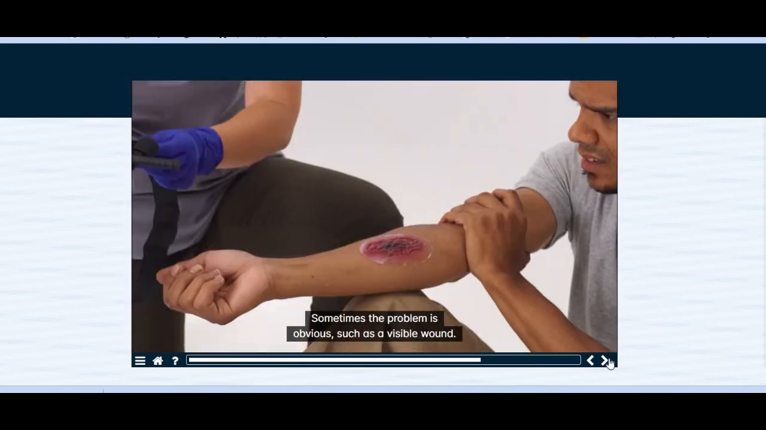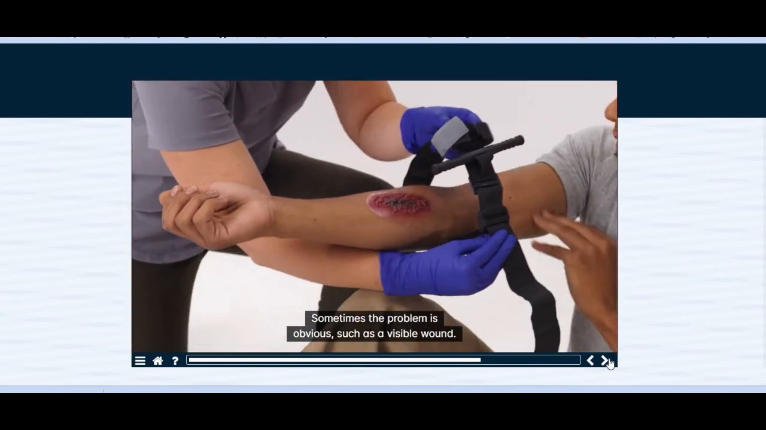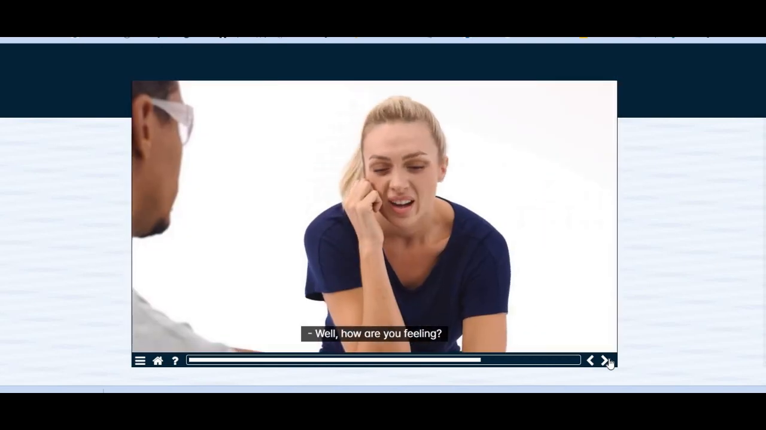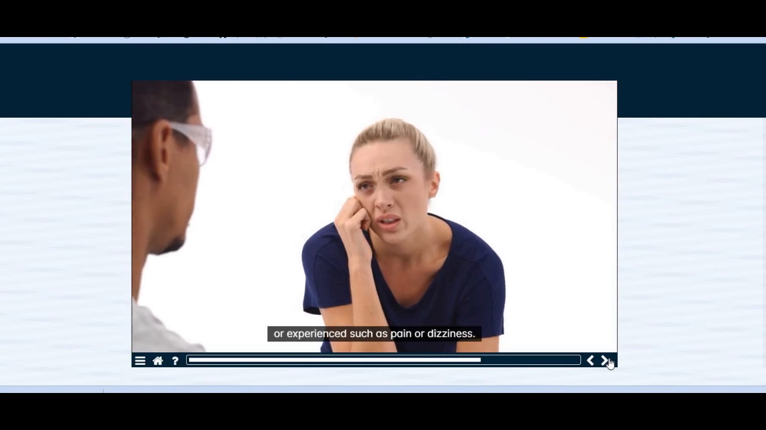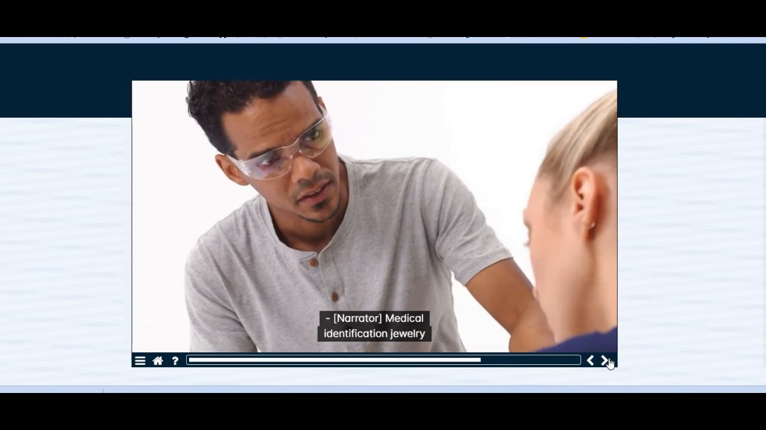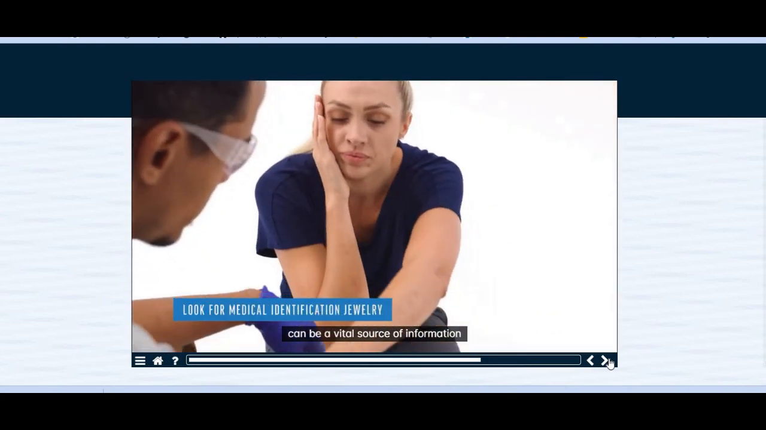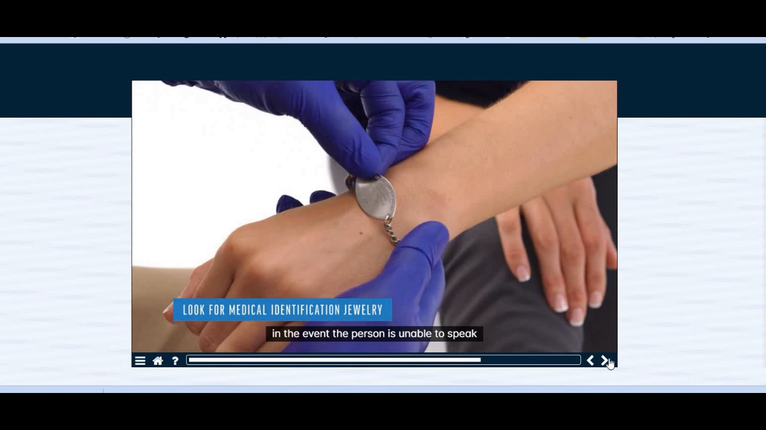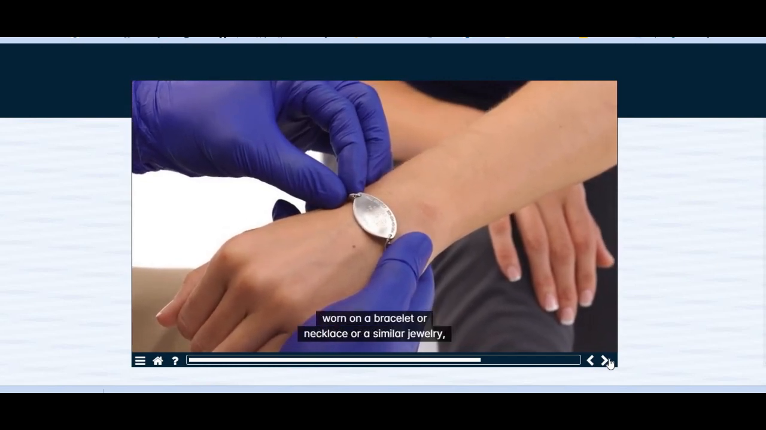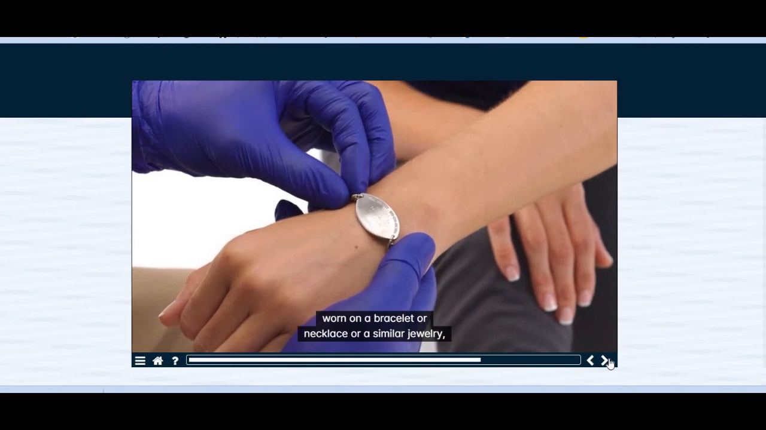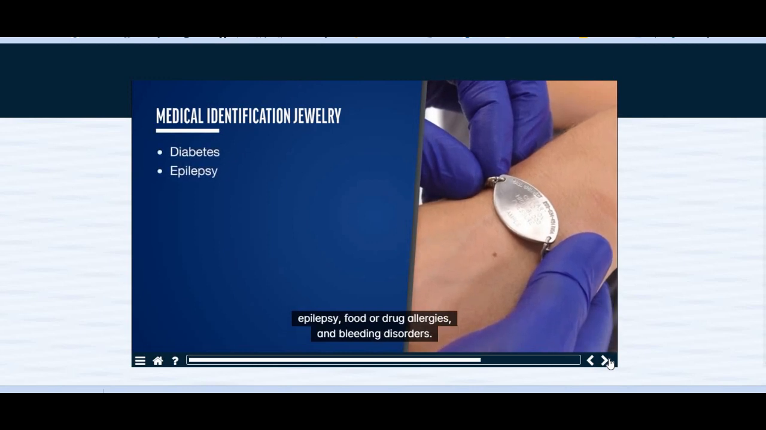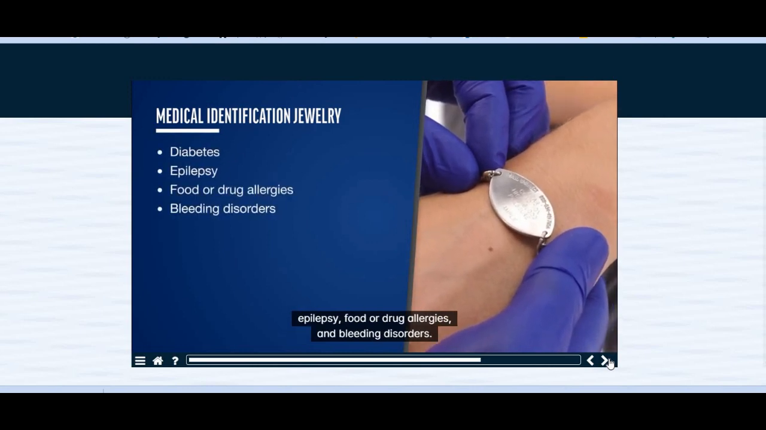Sometimes the problem is obvious, such as a visible wound. Other times, you may need to ask about the person's symptoms. Well, how are you feeling? A symptom is something felt or experienced, such as pain or dizziness. Do you have any pre-existing medical conditions? Medical identification jewelry can be a vital source of information in the event the person is unable to speak or becomes unresponsive. Look for a small emblem or tag worn on a bracelet or necklace or similar jewelry containing inscribed information, such as diabetes, epilepsy, food or drug allergies, and bleeding disorders.